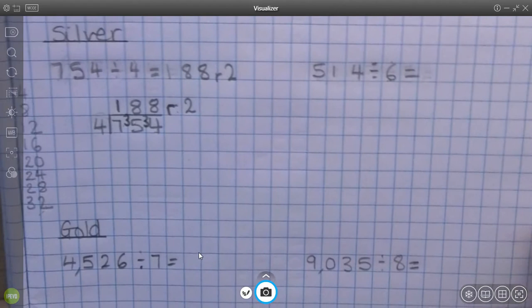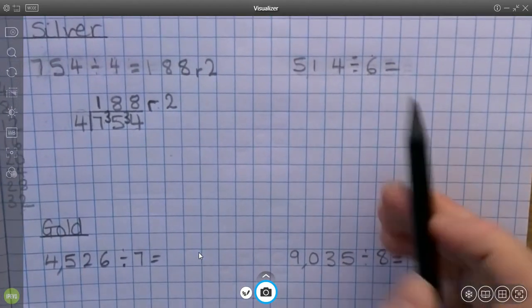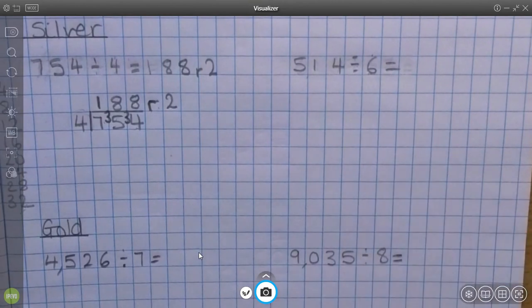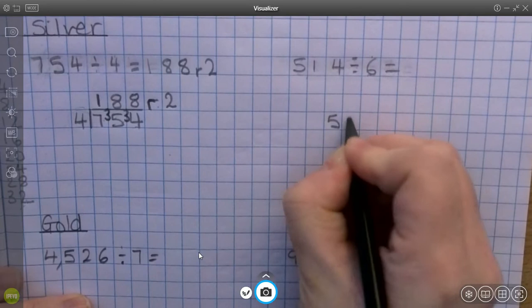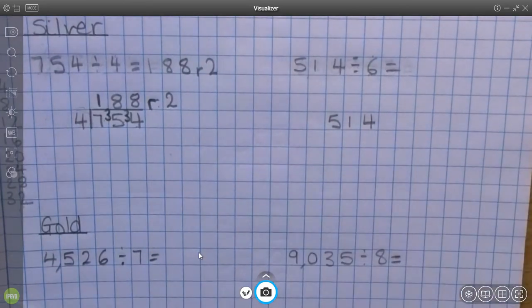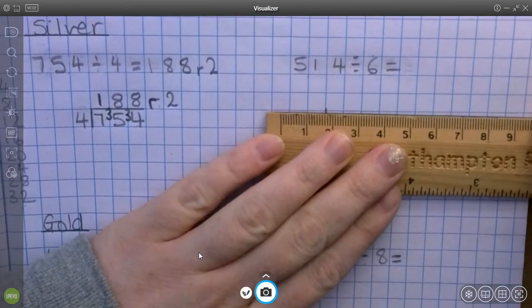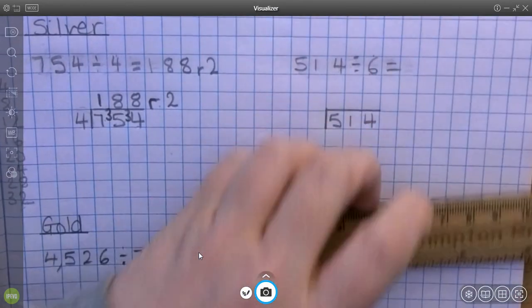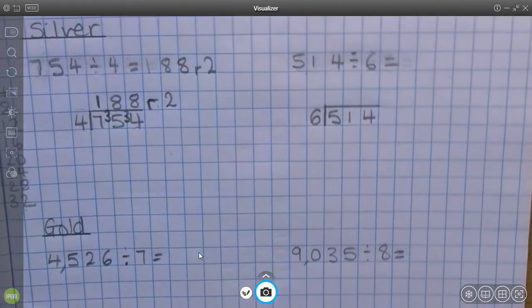Let's look at one more for silver then. So again, a 3-digit number divided by a 1-digit number. Quickly tell your screen which number is going to go inside your bus stop and which number is going to go on the outside. Well done. So 514 is going inside. Draw my bus stop with my ruler around it. And I'm dividing by 6, so that's going to sit on the outside.